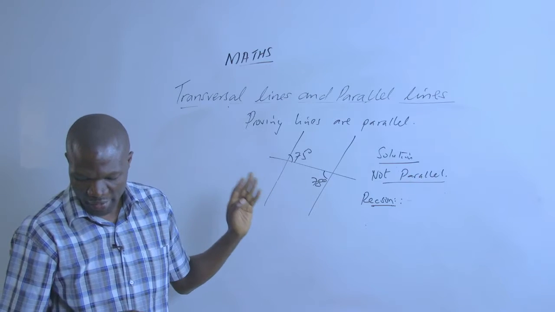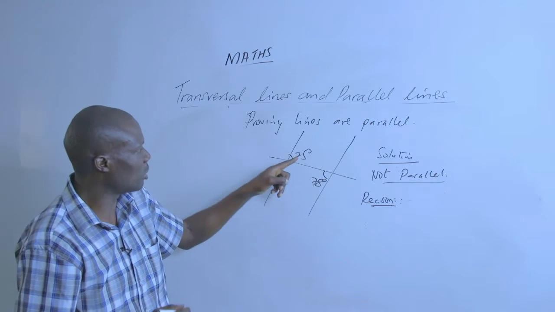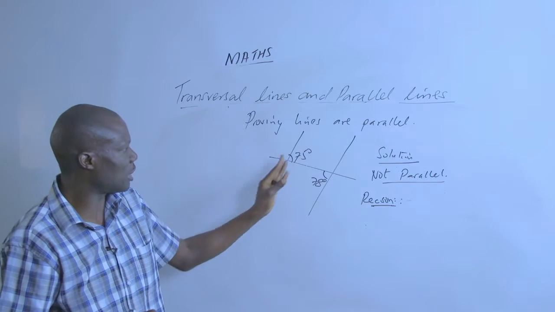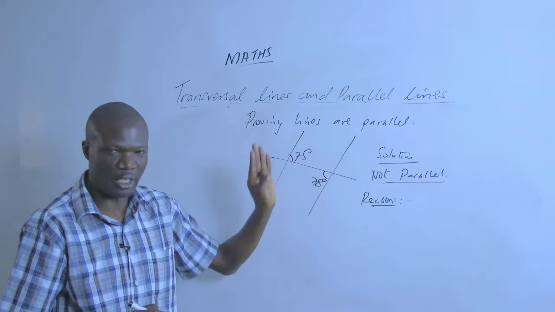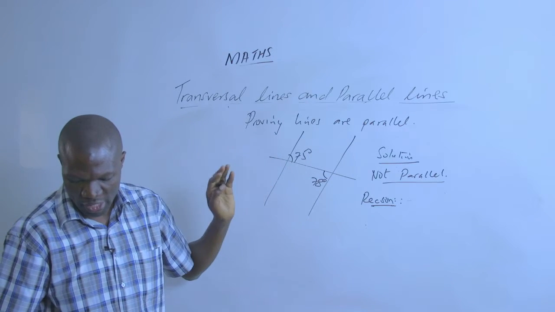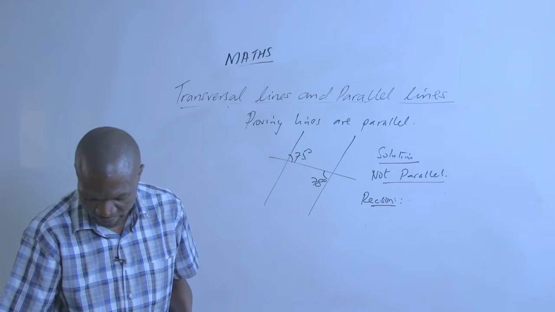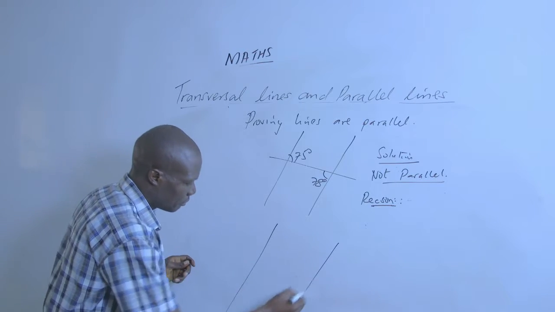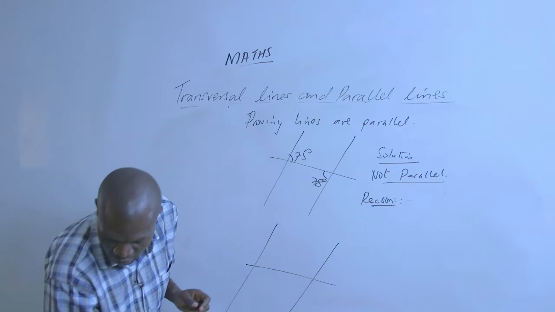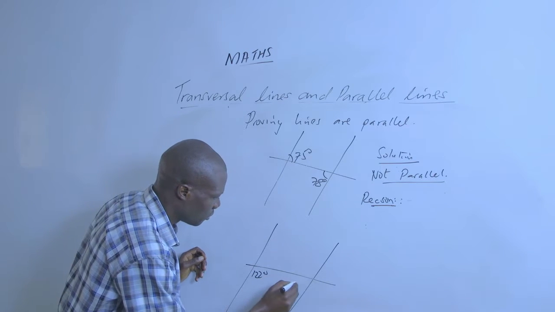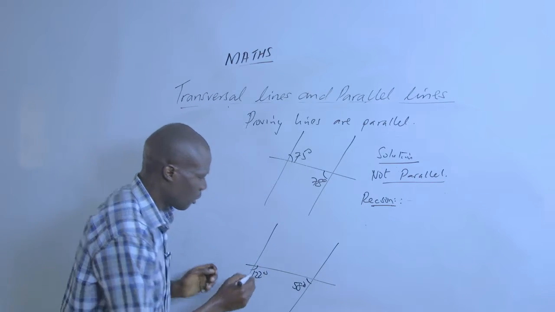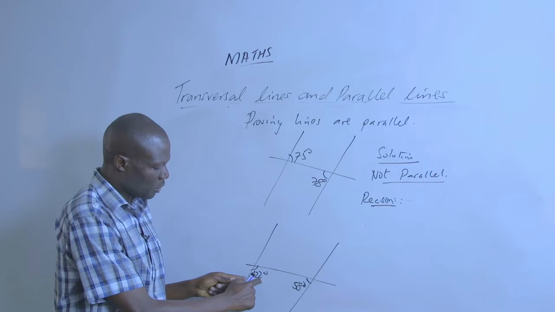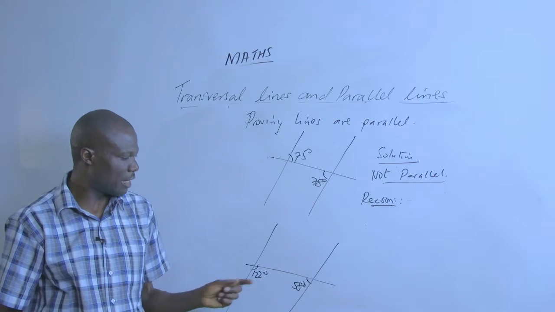So for this particular case, we are saying they are not equal because 75 degrees and 78 degrees form alternate angles, but they are not equal. Therefore, the two lines are not parallel. Second question. We have two parallel lines with a transversal line, forming 122 degrees and 58 degrees.